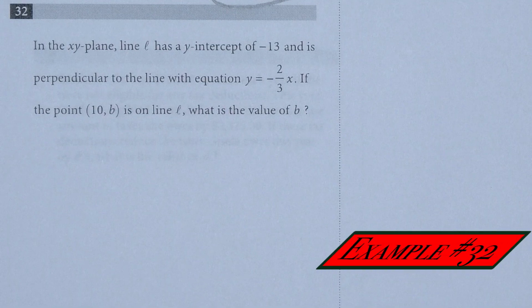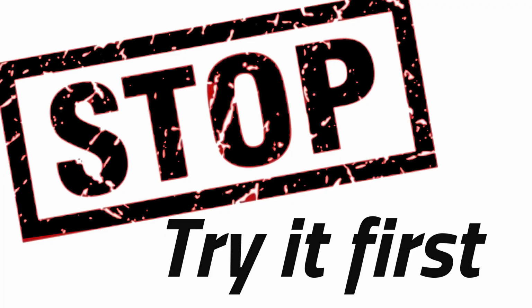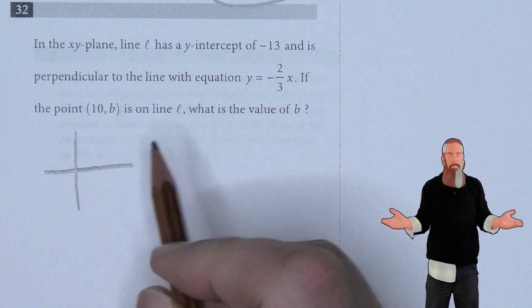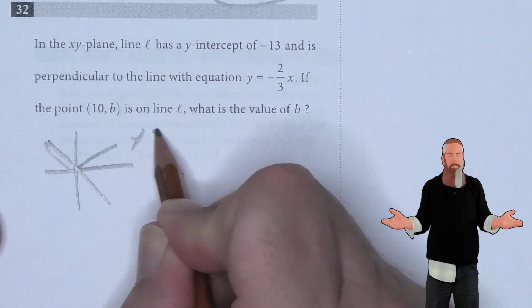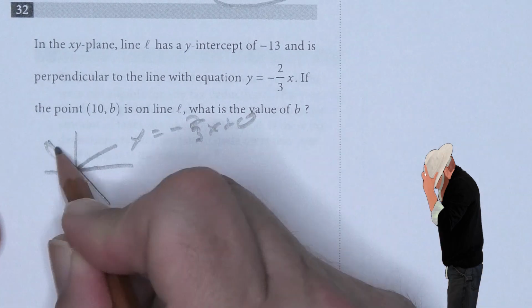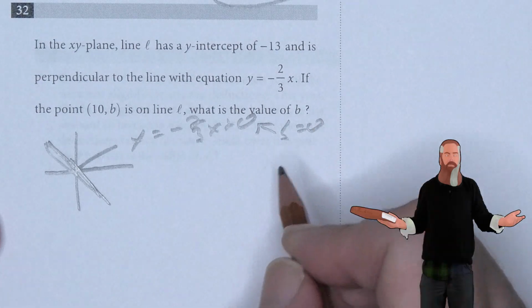In the xy plane, line L has a y-intercept of negative 13 and is perpendicular to a line with an equation y is equal to negative 2 over 3x. If the point (10, b) is on line L, what is the value of b? Let's start with this equation right here. I know that on this graph, through the origin, is a line y is equal to negative 2 over 3x plus 0 because it goes through the origin. That means in this case, b is equal to 0.